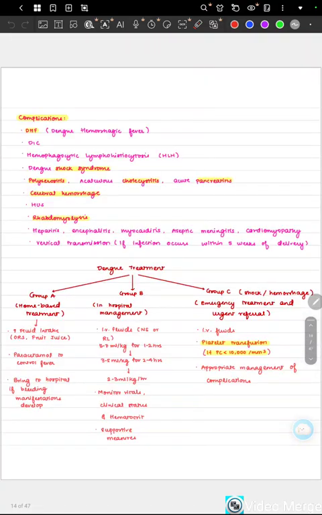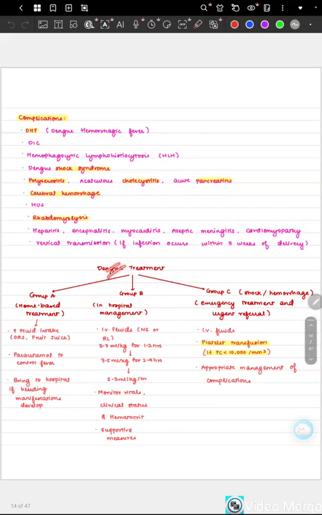Complications are DHF, dengue hemorrhagic fever, DSS, dengue shock syndrome, DIC, disseminated intravascular coagulation, and HLH, that is hemophagocytic lymphohistiocytosis. Apart from that, polyserositis, cholecystitis, pancreatitis, rhabdomyolysis, hemolytic uremic syndrome, hepatitis, and myocarditis. So inflammation of different body parts is seen.